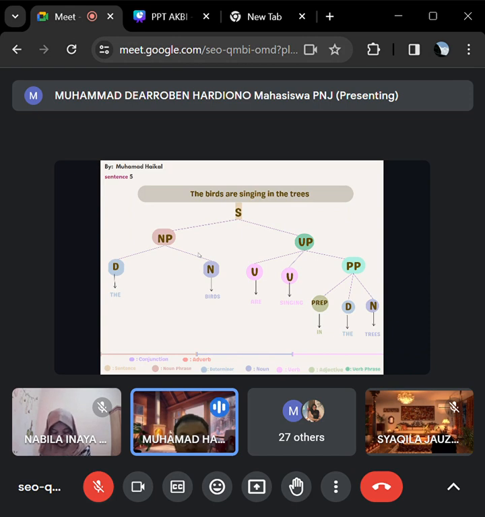The second branch is verb phrase, and consists of three branches, verb and prepositional phrase. Verb is are and verb is singing, and prepositional phrase consists of preposition in, determiner the, and noun trees. Thank you.